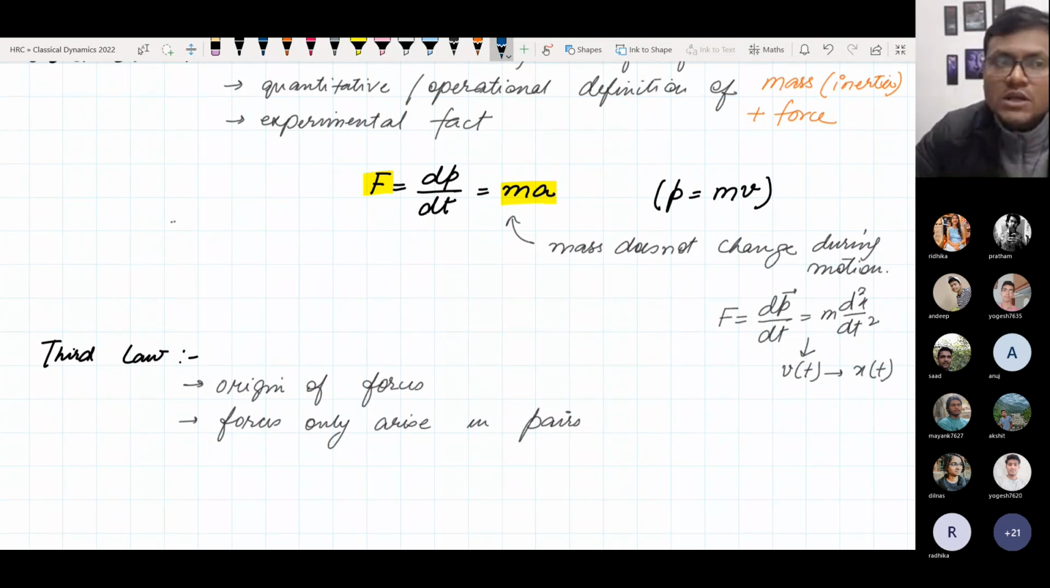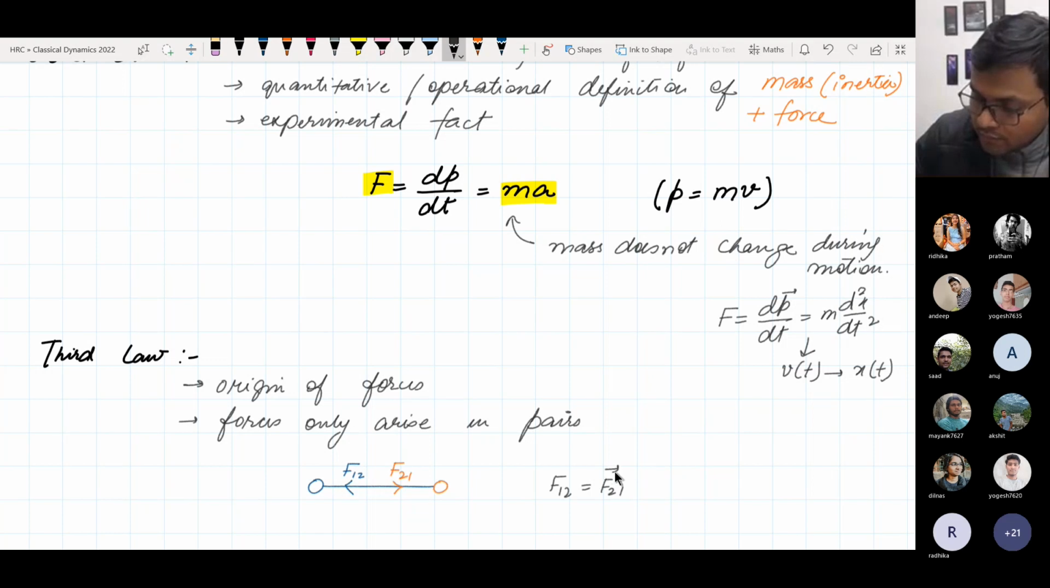Both are going around each other with respect to a common center of mass. All right. So everything that exists in the world, every kind of force that exists, originates in terms of pairs. If there is an object that experiences a force, then with respect to that force, there will be another object that also experiences a similar kind of force, such that these two forces are exactly equal in magnitude and opposite in direction. So F12 is equal to F21. These forces always act on different particles, in different bodies, and in different directions.